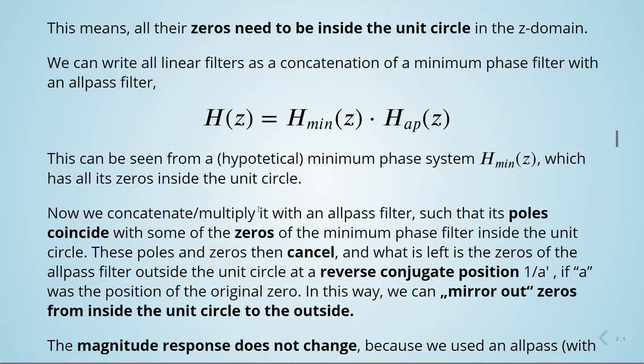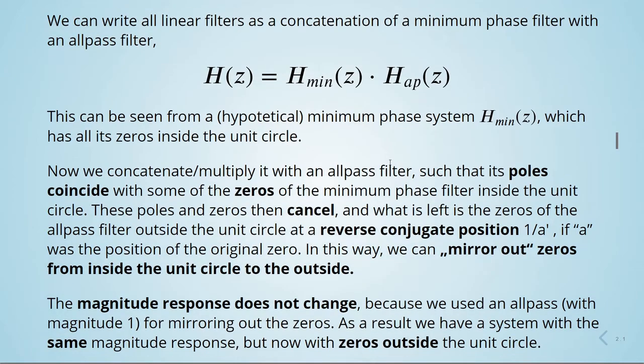We can write all linear filters as a concatenation of a minimum phase filter with an all-pass filter. So we can see here, this is the frequency response of a filter. If it's a linear filter, we can write it as a concatenation of a minimum phase filter with an all-pass filter. This can be seen from a hypothetical minimum phase system, H-min, which has all its zeros inside the unit circle.